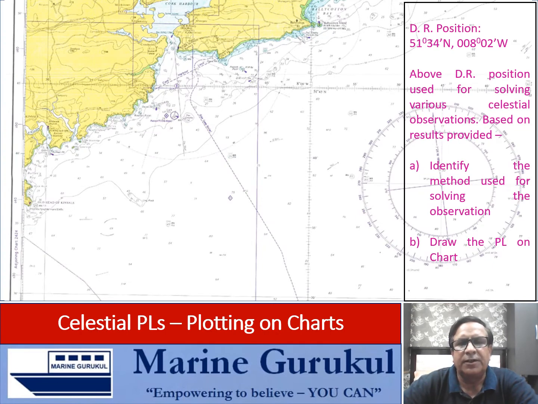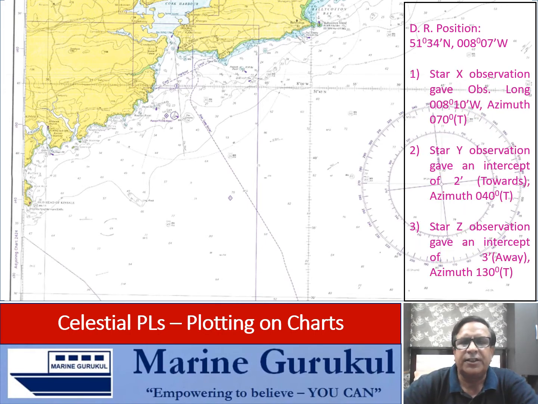DR position 51 degrees 34 minutes north, 008 degrees 02 minutes west. Above DR position used for solving various celestial observations. Based on the results provided, we need to identify the method used for solving the observation and then accordingly draw the PL on the chart. The first case is star X observation gave observed long of 008 degrees 10 minutes west, azimuth 070 degrees true.